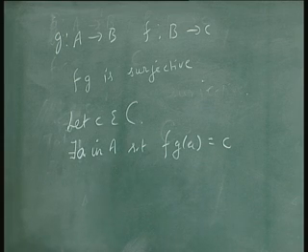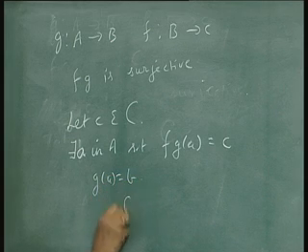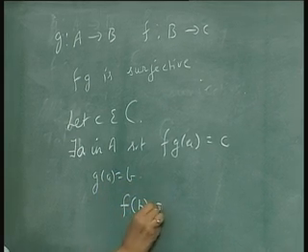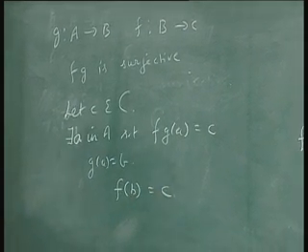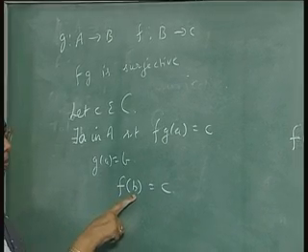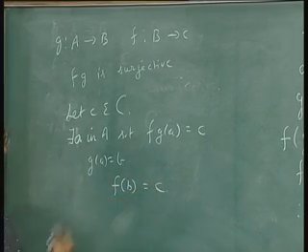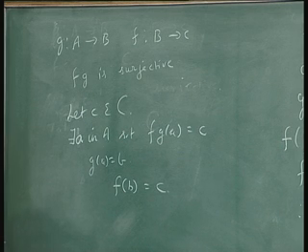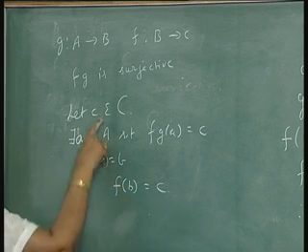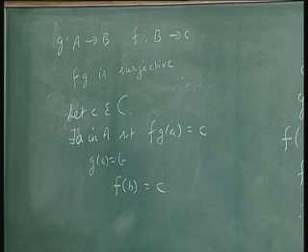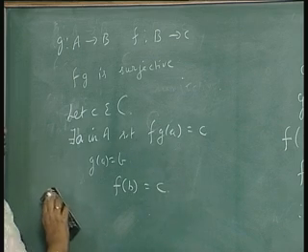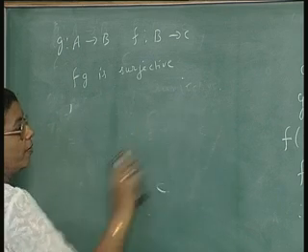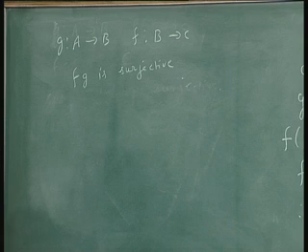But g of a is some element b. So, f of b is equal to c. That is, there is an element b belonging to B such that c is the image of that. That means f is surjective. This holds for every c belonging to C. So, f is surjective.